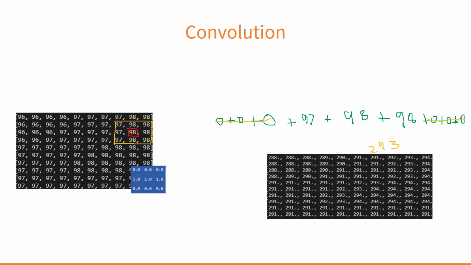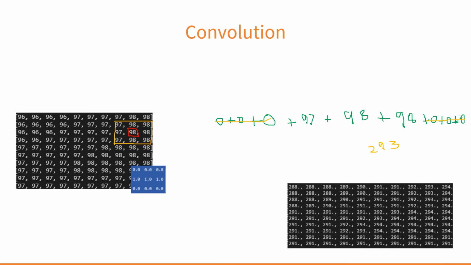Let's see the value of this 98. It's the third row, second last column. So third row, second last column. Yes, this is the value. So once you apply a convolution, you will get this value. Yeah, how will this be helpful? Let's see in the next slide.